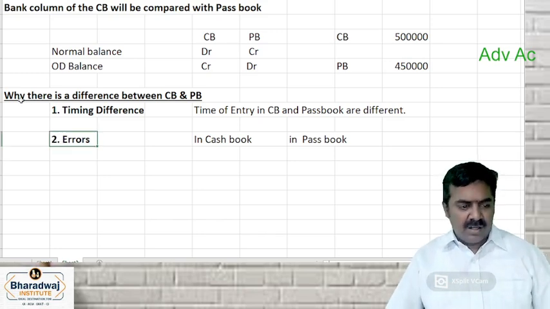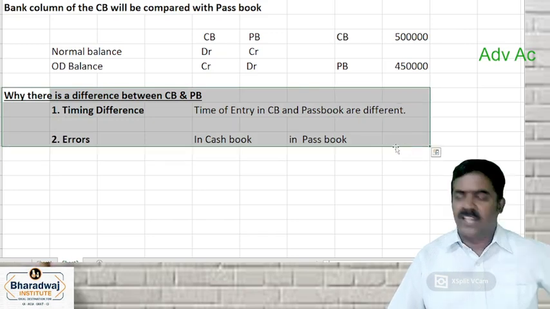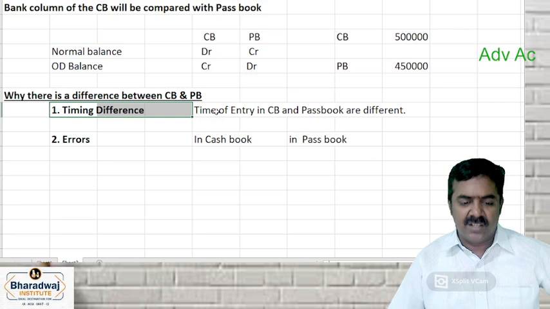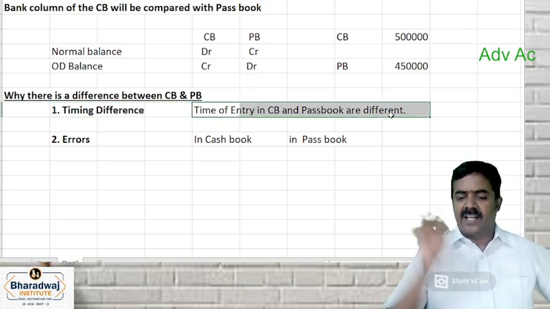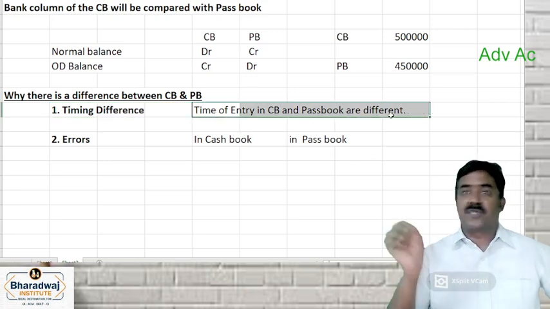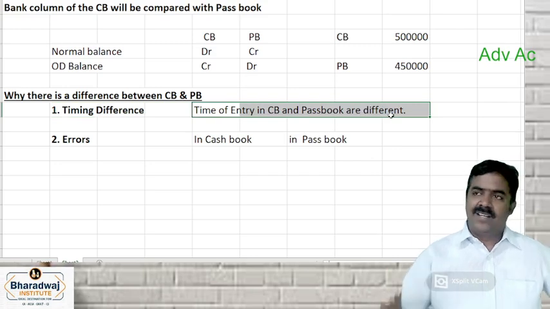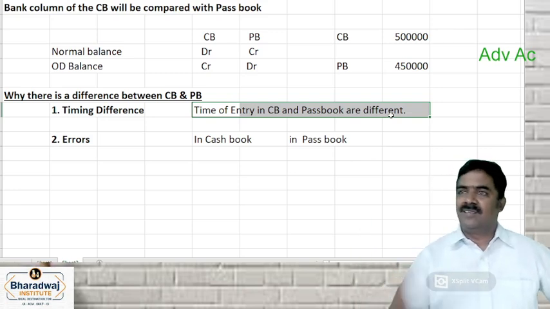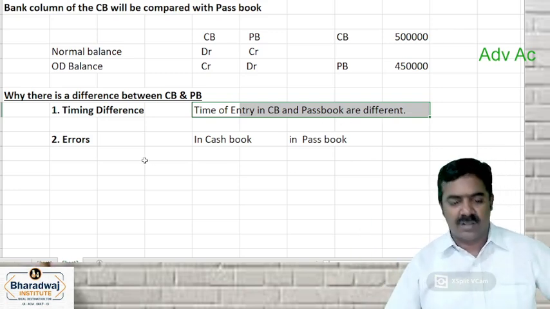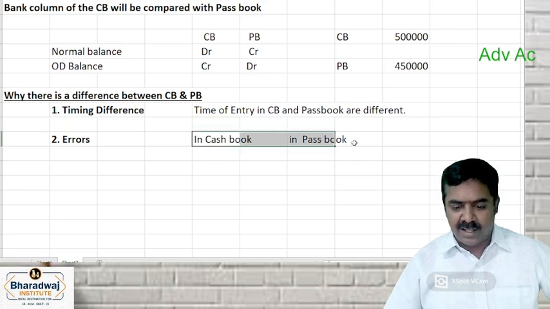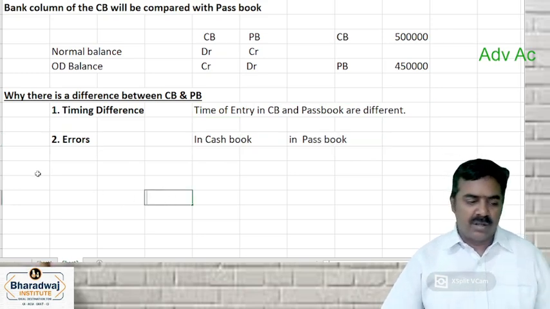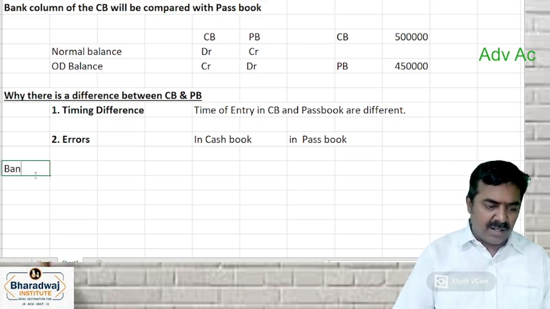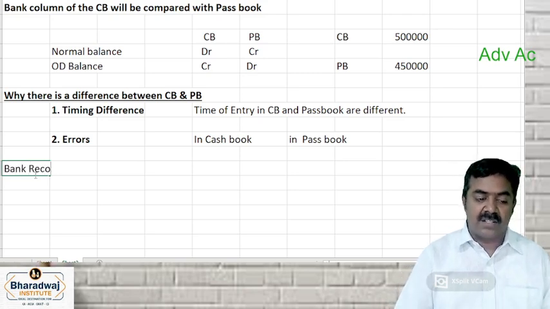So what is the reason for the difference between cash book and passbook? Two differences. One is that the time of entering in the cash book and passbook are different. Which one first, which one second, I have not told you. It may be that the entry is first in the cash book and then in the passbook, or first in the passbook and then in the cash book, or errors. It can happen in the cash book or the passbook. We are here to prepare a bank rectification statement or reconciliation statement.